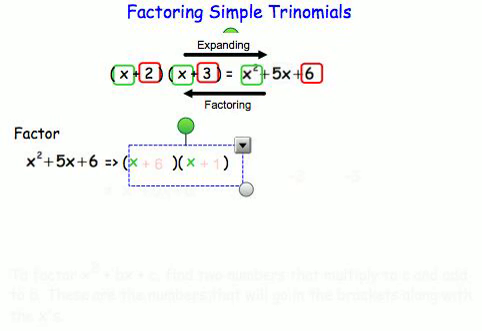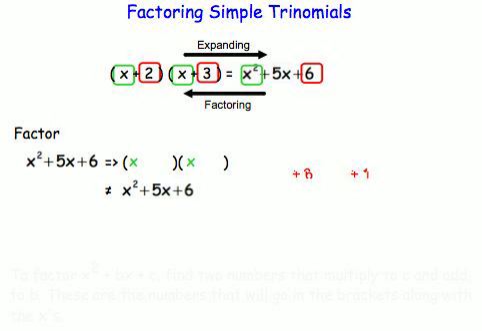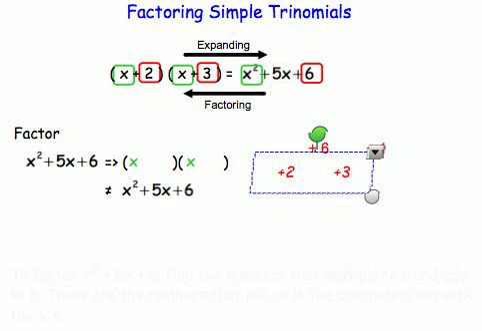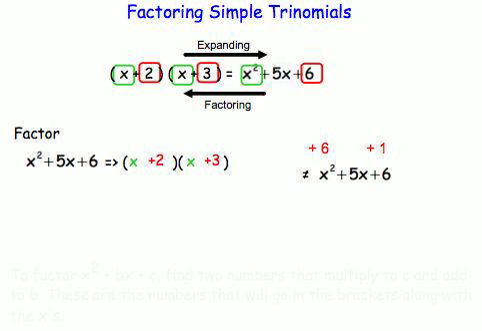So you've got 6 and 1, you put them in your brackets. If you expand this, you're not going to get x squared plus 5x plus 6. You're going to end up with x squared plus 7x plus 6. So 6 and 1 didn't work. So you try two other factors of 6. Two other factors of 6 could be 2 and 3. Again, you can expand this. Sure enough, x plus 2 times x plus 3 does equal x squared plus 5x plus 6.